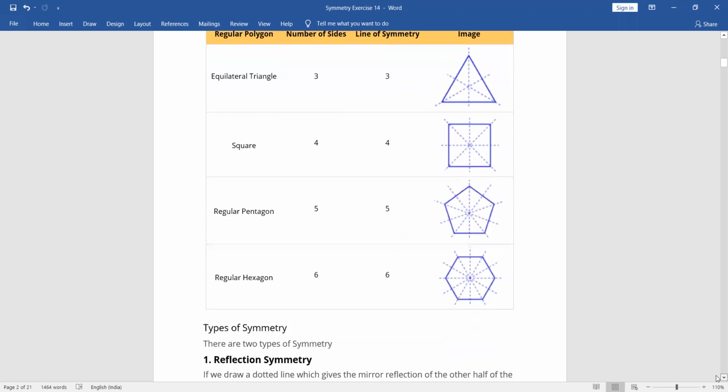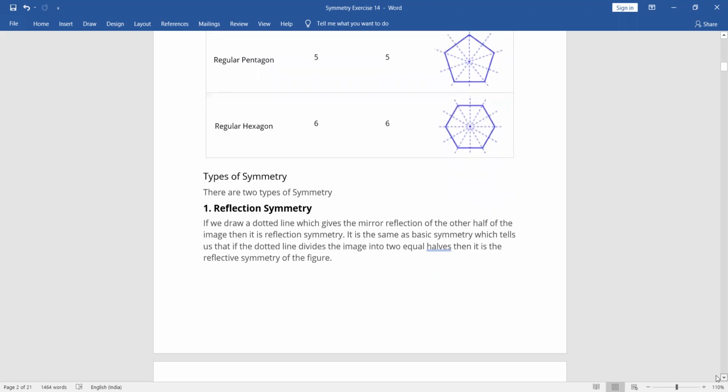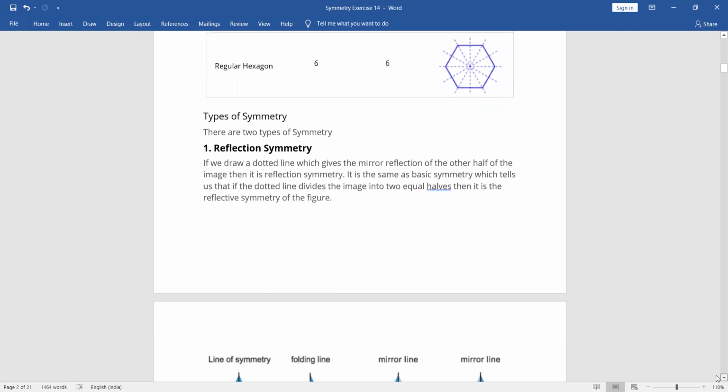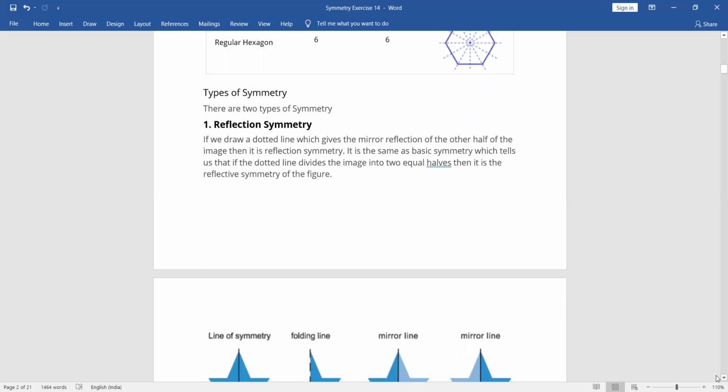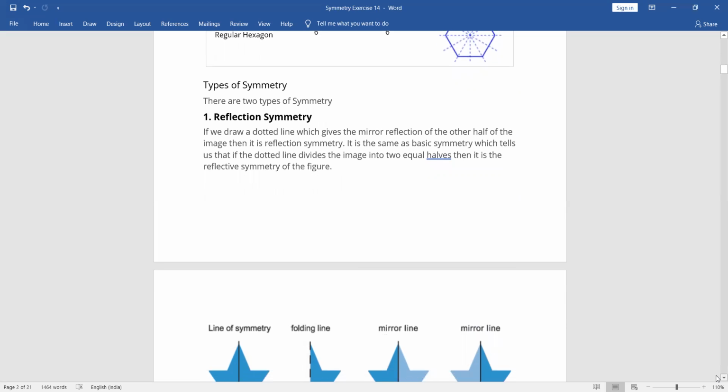Now, the next topic we will discuss is the types of symmetry. There are 2 types of symmetry: reflection symmetry as well as rotational symmetry. Generally, when we talk about symmetry, it is reflection symmetry. When we draw a dotted line and divide the figure into equal halves, the other half shows the mirror reflection of the first one.